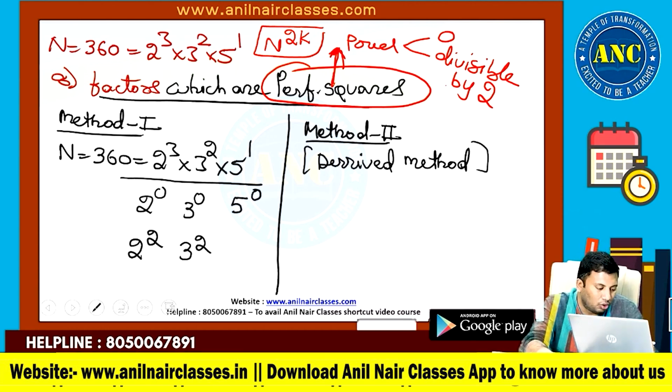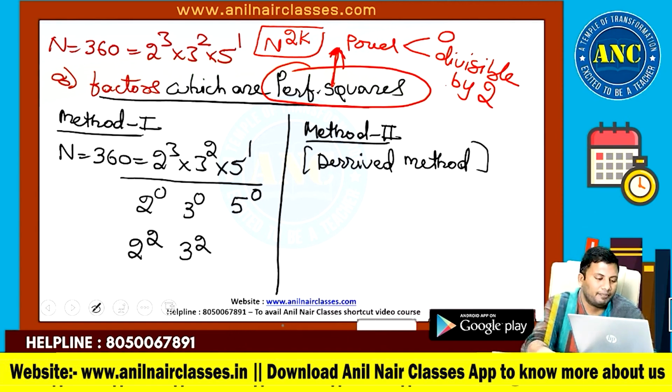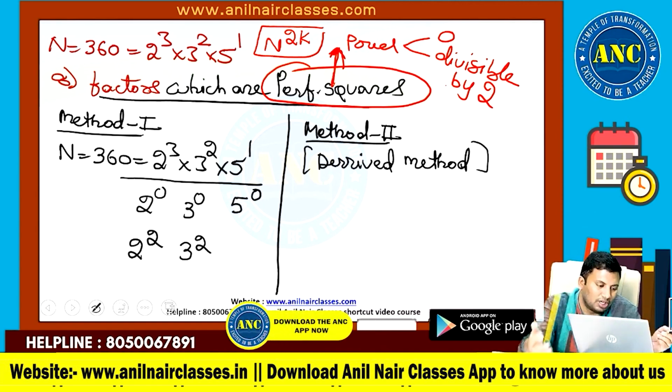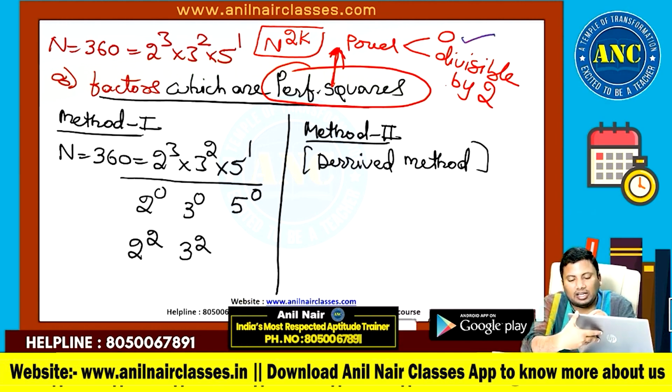If I multiply 2 perfect squares, I will get another perfect square. 4 into 9 is 36. 2 perfect squares are multiplied, I get another perfect square. 9 into 16 is 144. 16 into 25 is 400. So, starting from 0, take only the powers that are divisible by 2.